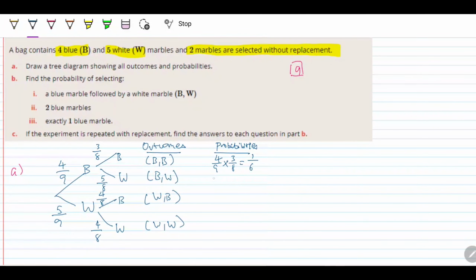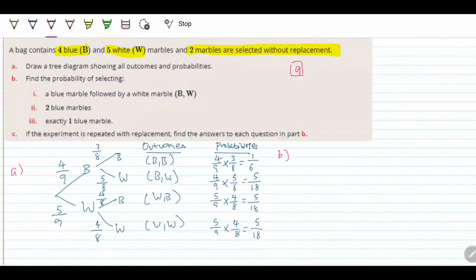For blue and white, we will get a value of 4 on 9 multiplied by 5 on 8, which will give me a value of 5 on 18 simplified. For white and blue, we're going to be given 5 on 9 multiplied by 4 on 8, which will give me a value of 5 on 18 simplified. And finally, to get white and white, this will be 5 on 9 multiplied by 4 on 8, which will give me a value of 5 on 18 simplified.